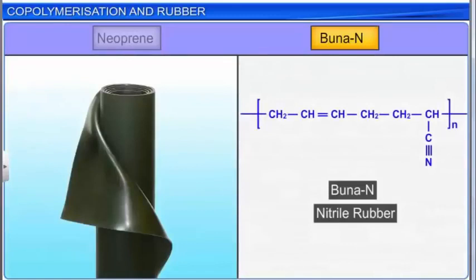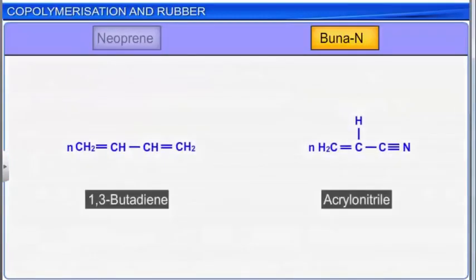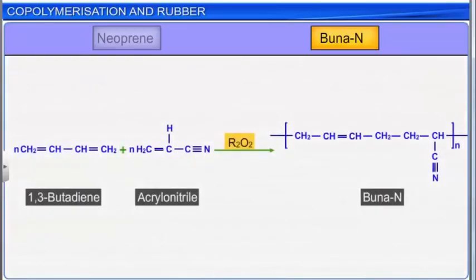Another important synthetic rubber is Buna N, also known as nitrile rubber. It is a copolymer of 1,3-butadiene and another unsaturated monomer, acrylonitrile. A peroxide catalyst is required for the reaction. The overall equation is shown here.